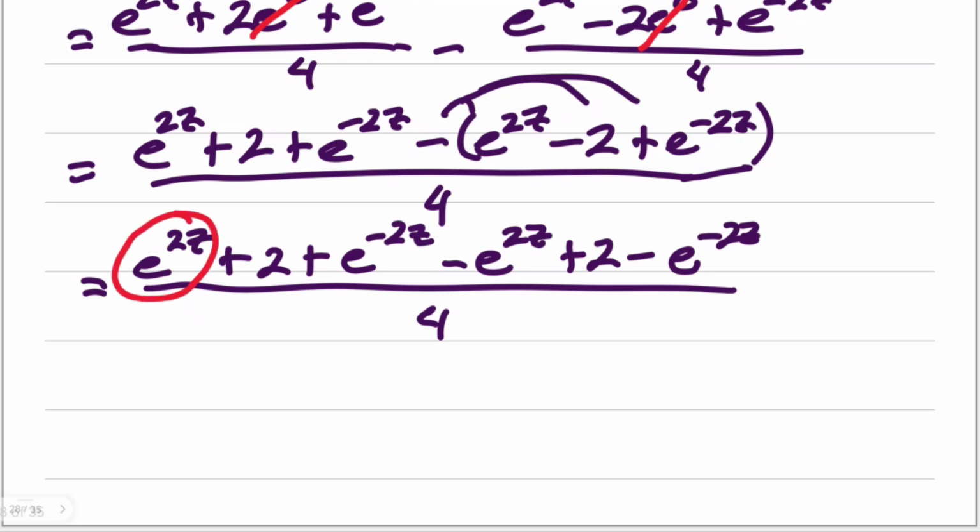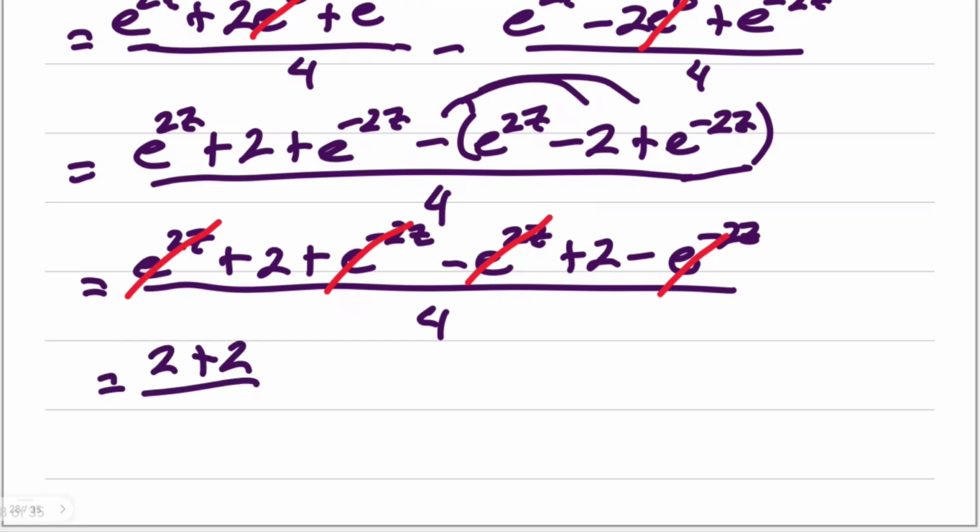Okay, now this time, we can see terms that are actually opposites. e to the power of 2z, and we have minus e to the power of 2z. So with that, that's actually 0. Similarly, e to the power of negative 2z and negative e to the power of negative 2z are also opposite terms. You can cancel that. So what remains on our numerator is just simply 2 plus 2 over 4, or actually 4 over 4, which gives us 1.